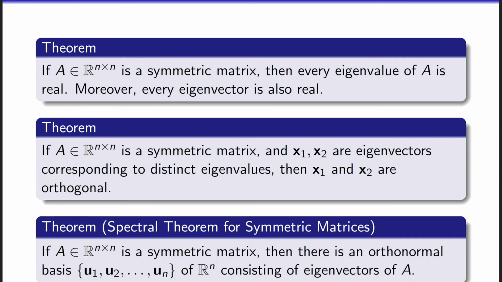It's big, because it gets a name. The spectral theorem for symmetric matrices. It says that a symmetric matrix that is n by n, that is a symmetric matrix that acts on vectors in Rn, then the eigenvectors of that matrix will form an orthonormal basis of Rn. This makes finding the eigenvectors of a symmetric matrix a very useful problem to solve, as it gives us a nice basis of Rn to use.